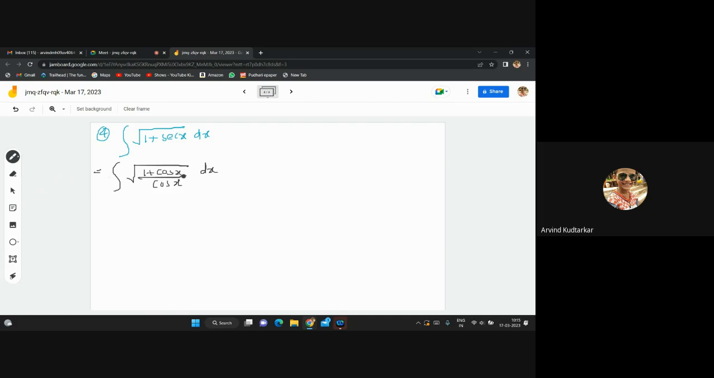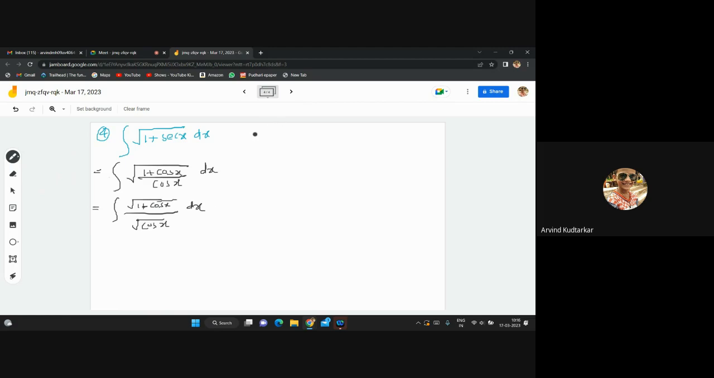So we have to take here the root for every term. So we know the index law: root of a by b is what? Root of a by root of b. Right? So what can we do? We have to take the root of the numerator as well as the denominator. So root of 1 plus cos of x, upon root of cos x, into dx.